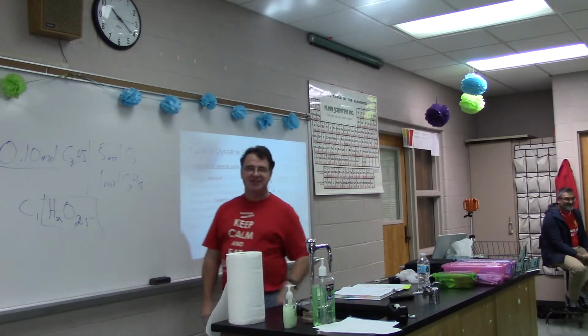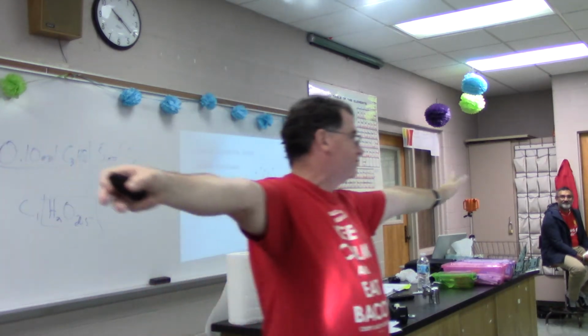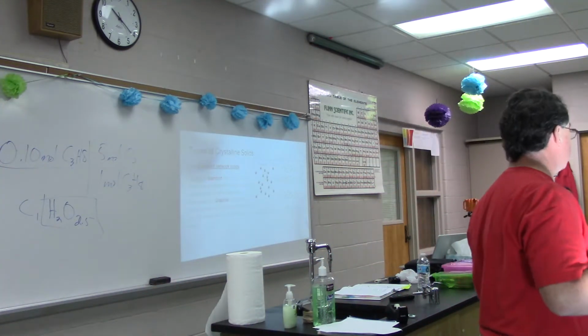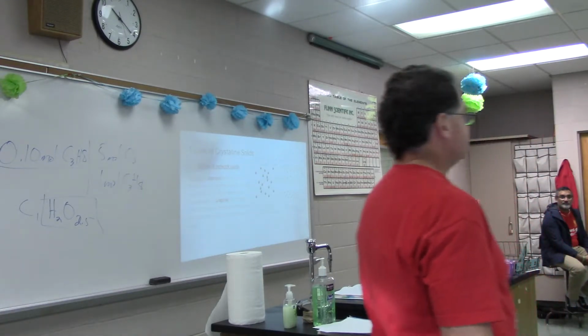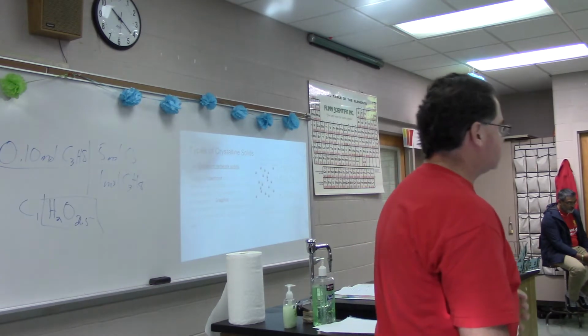So, diamond is nothing but covalent bonds all the time. And by and large, covalent bonds are the strongest of bonds. So, there's a little bit of overlap with ionic, but by and large, covalent bonds are incredibly strong.